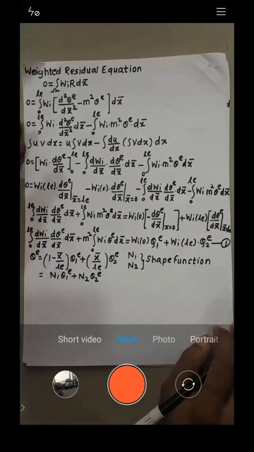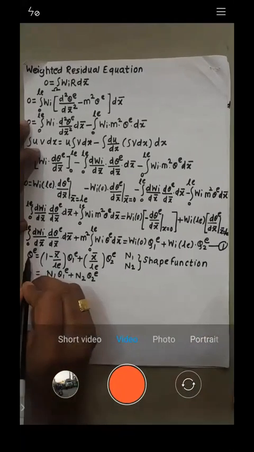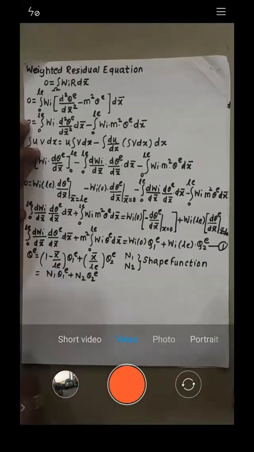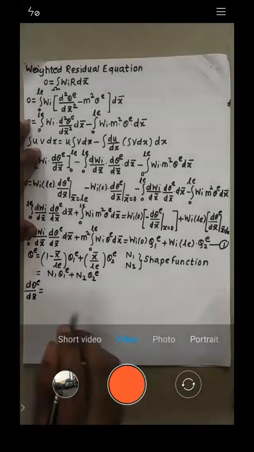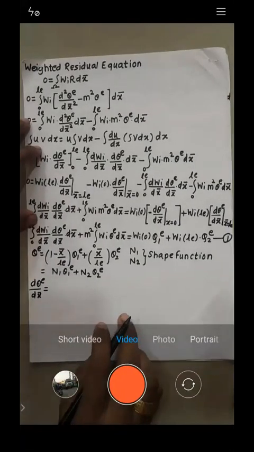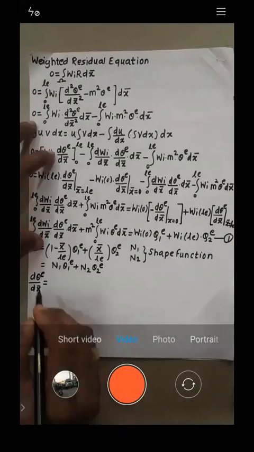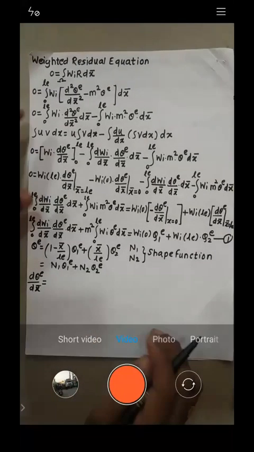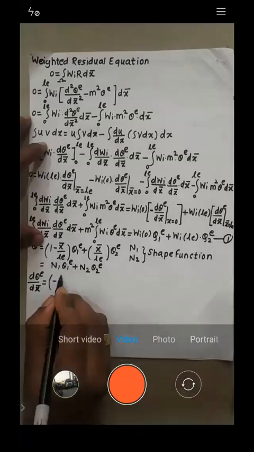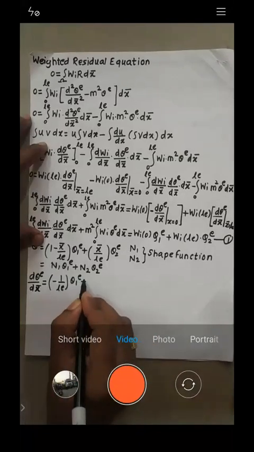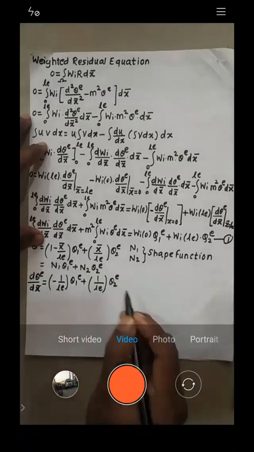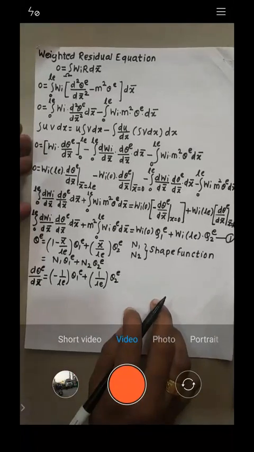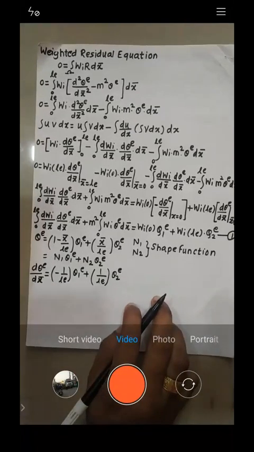Now see, I need a derivative, right? You have written theta. You require the derivative of theta with respect to x bar. So tell me what you will get. d theta E by dx bar is -1 upon LE theta 1E plus 1 upon LE theta 2E. Is it okay? Let me know. Yes, right?